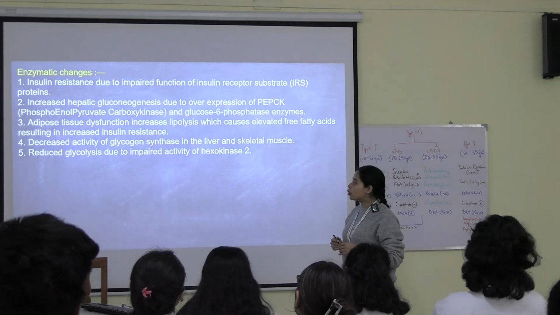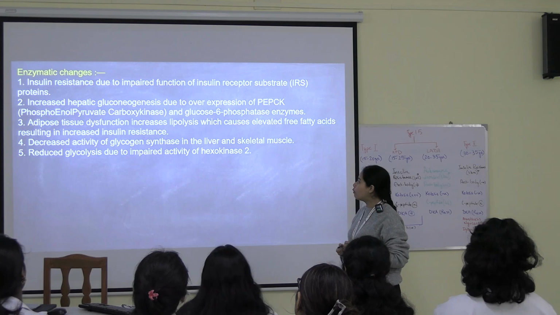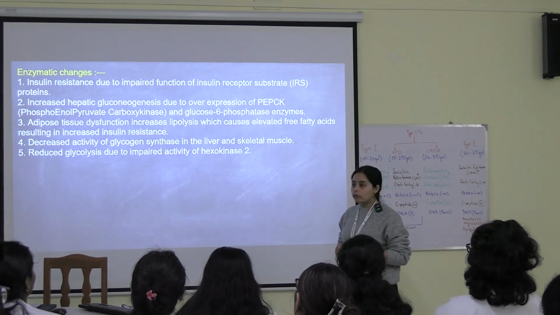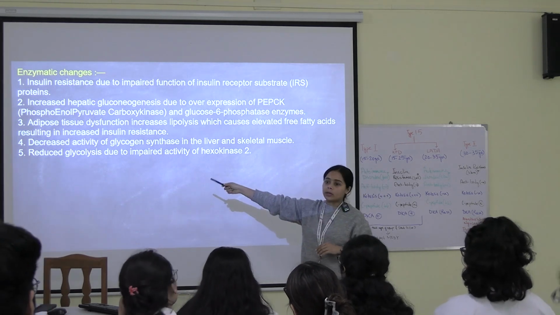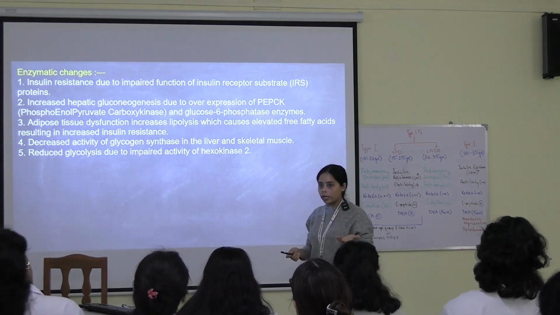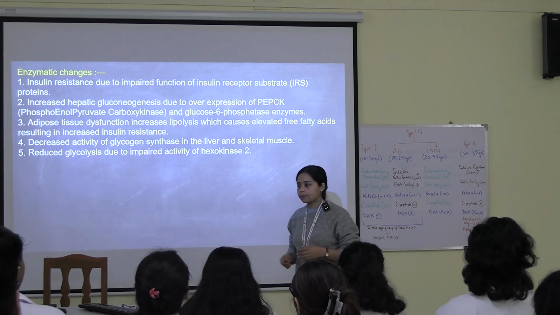Then reduced glycolysis due to impaired activity of hexokinase 2. What is glycolysis? Breakdown of glucose. So if there is no hexokinase 2, will this happen? It will not happen. That means glucose will be in a larger amount in the body, ultimately resulting in diabetes, right?